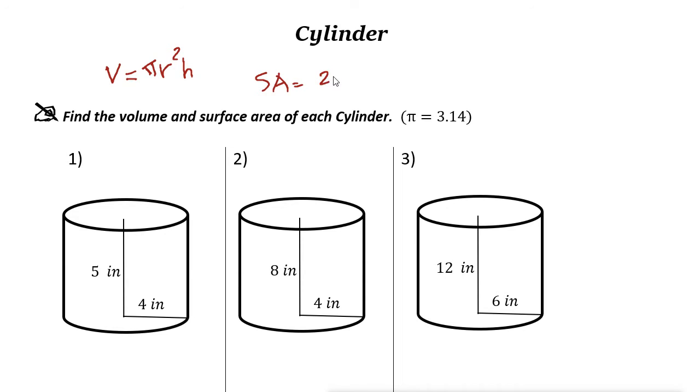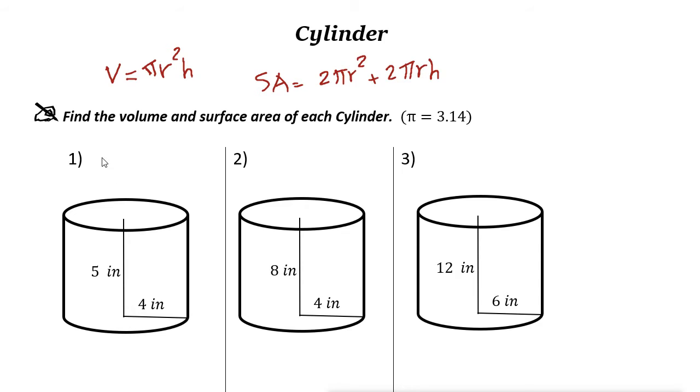And to find the surface area of the cylinder, you can use this formula. It is 2 pi r squared plus 2 pi r h. So 2 pi r squared plus 2 pi r h. Let's take a look at these examples.